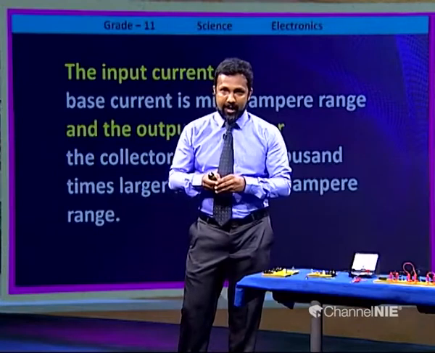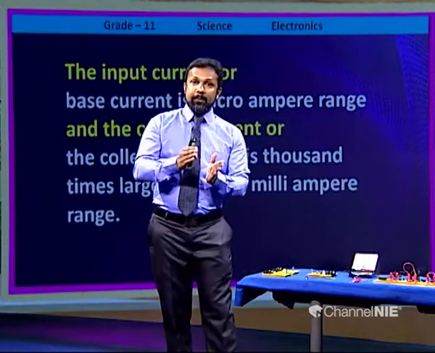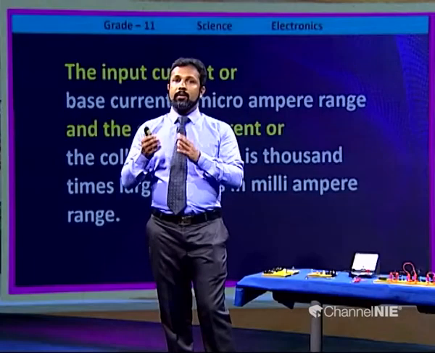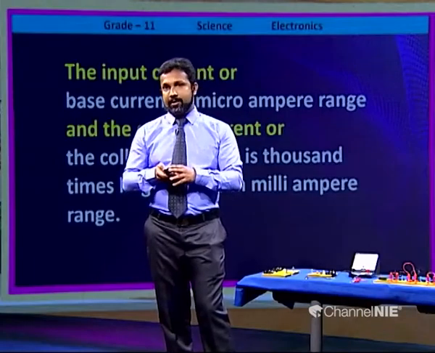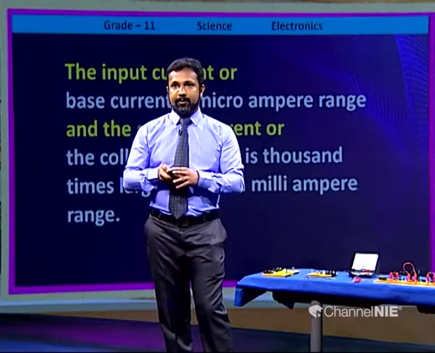You have to understand that the input current is very low; we call it the base current. The output current is very high; we call it the collector current, or IC current. It is 1000 times larger than the base current. Right.